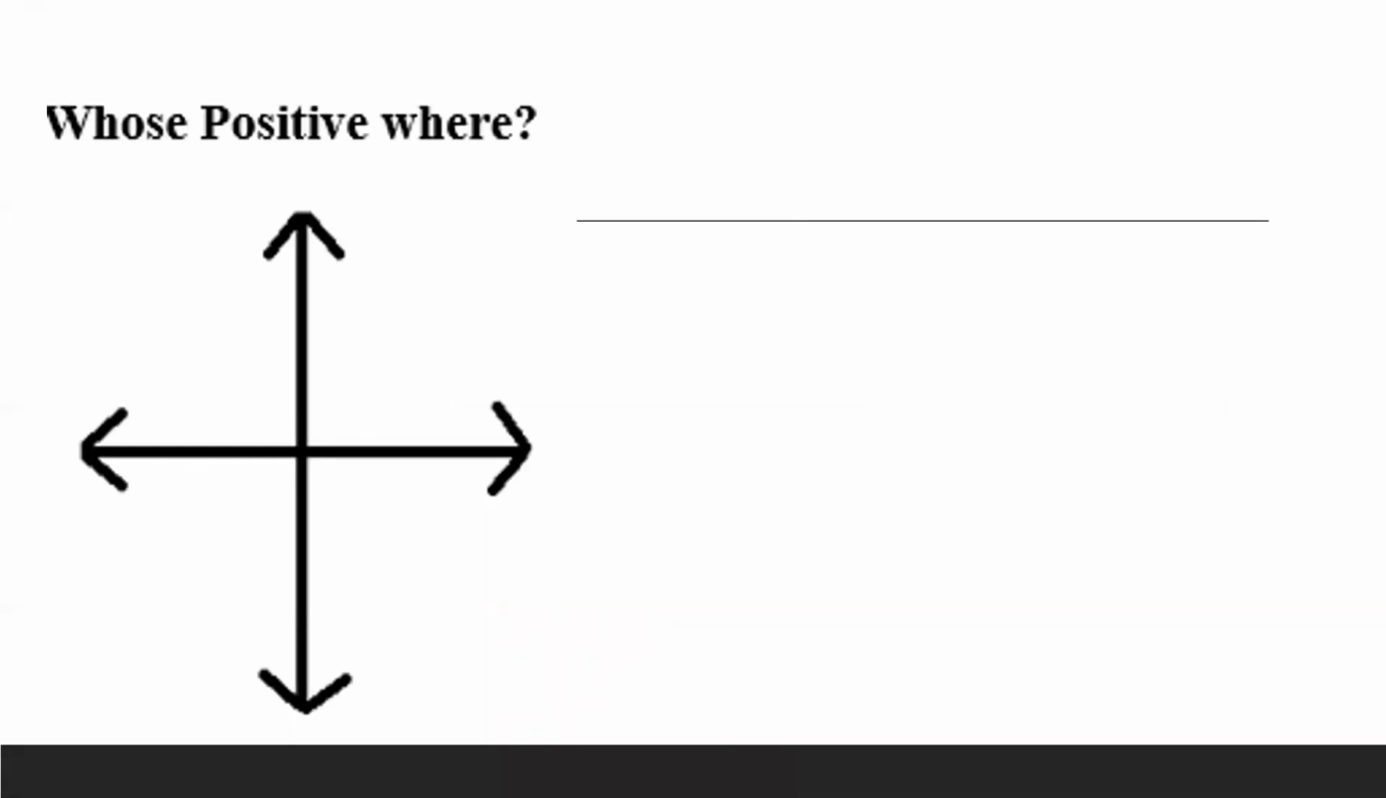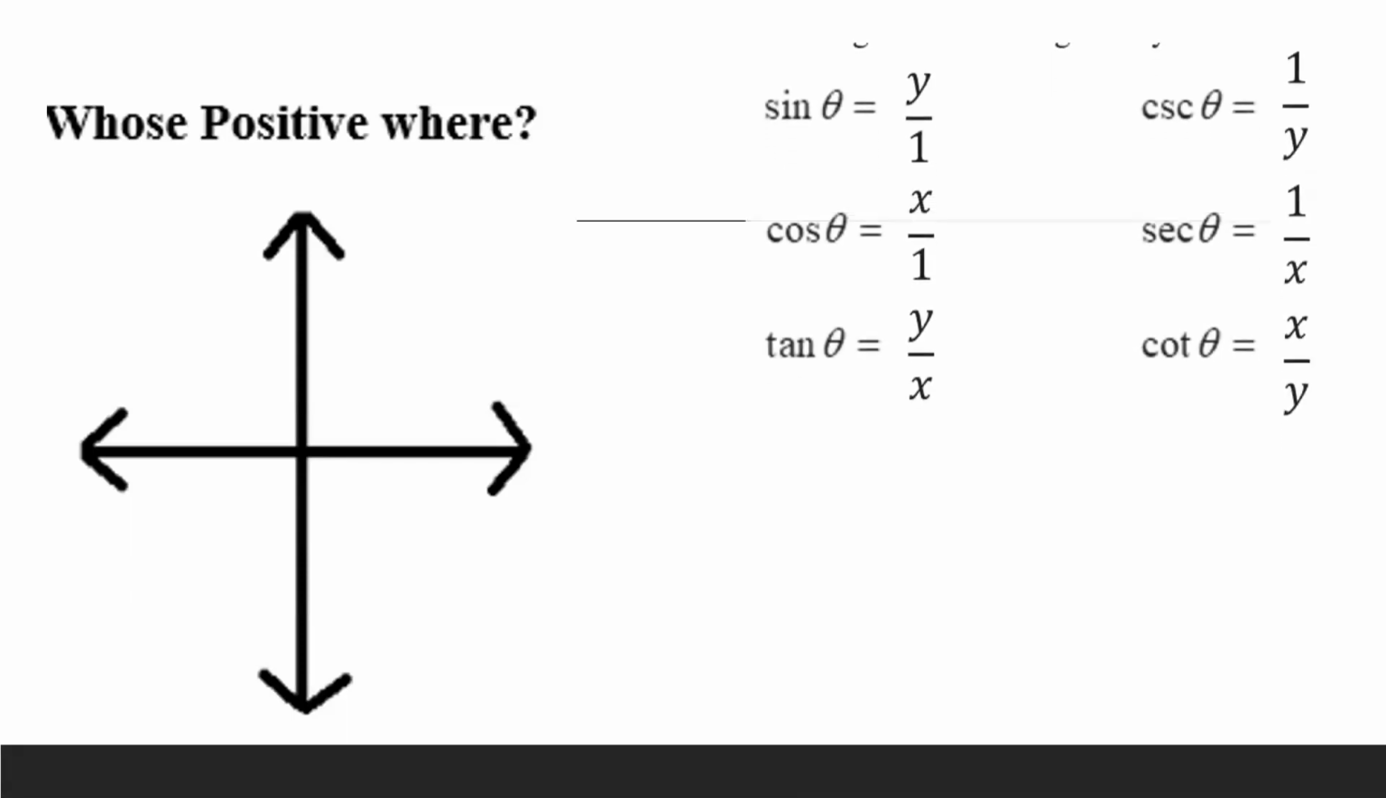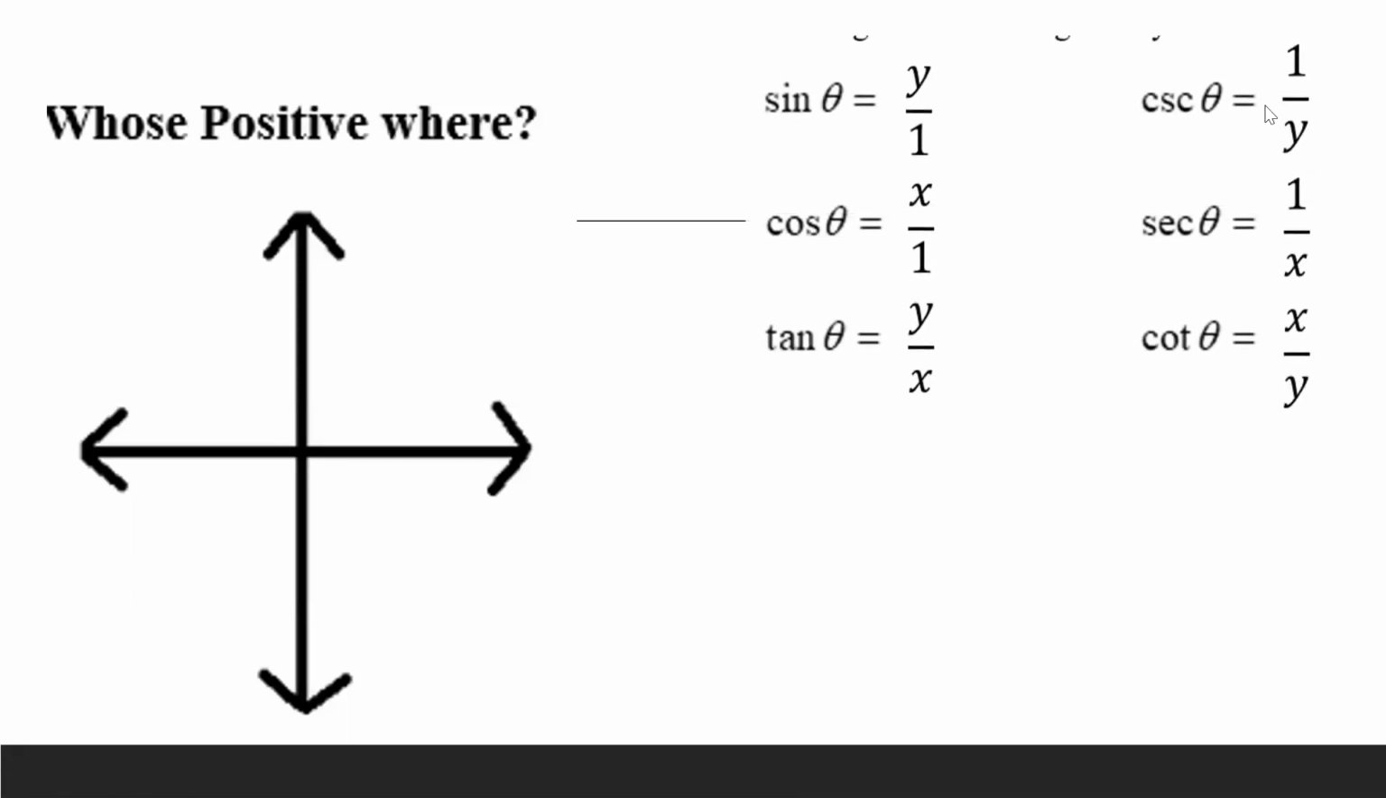All right, so now it stands to reason that certain trig functions are positive in certain quadrants. So let's bring those back up here so we can see those. Now let's remind ourselves who's positive where within the quadrants. We got x is positive and y is positive in 1. X is negative, y is positive in 2. Both are negative in 3. Positive x, negative y in 4.